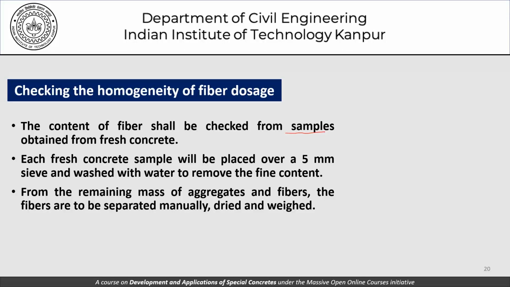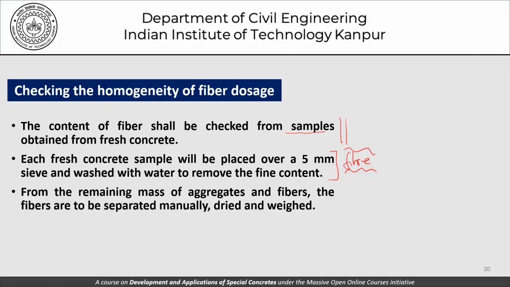Each fresh concrete sample will be placed over a 5 mm sieve and washed with water to remove the fines content and obtain the fiber content. So there is an additional test that is getting added to our tests for quality control as far as fresh concrete is concerned, and that is a test to determine uniformity in fiber distribution across the concrete. From the remaining mass of aggregates and fibers, the fibers are to be separated manually, dried and weighed.